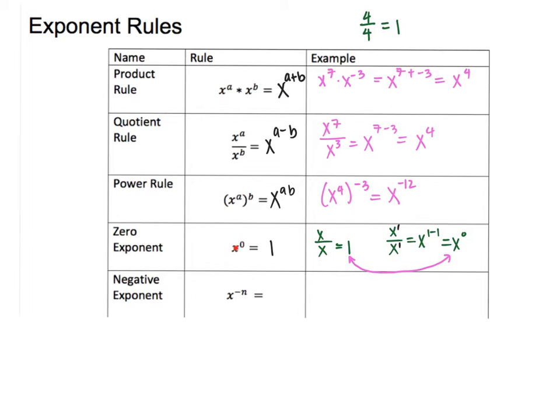So x can be any number. If I had x is equal to 1,000, 1,000 to the 0 power is 1. Or -3 to the 0 power is 1. Anything to the 0 power is 1.